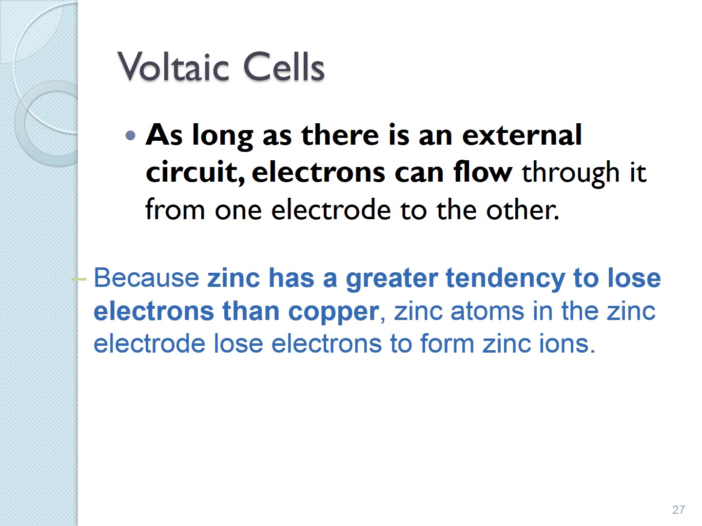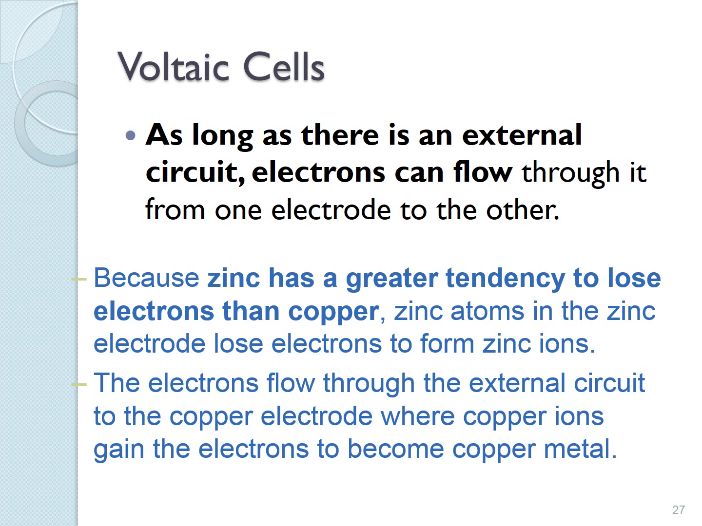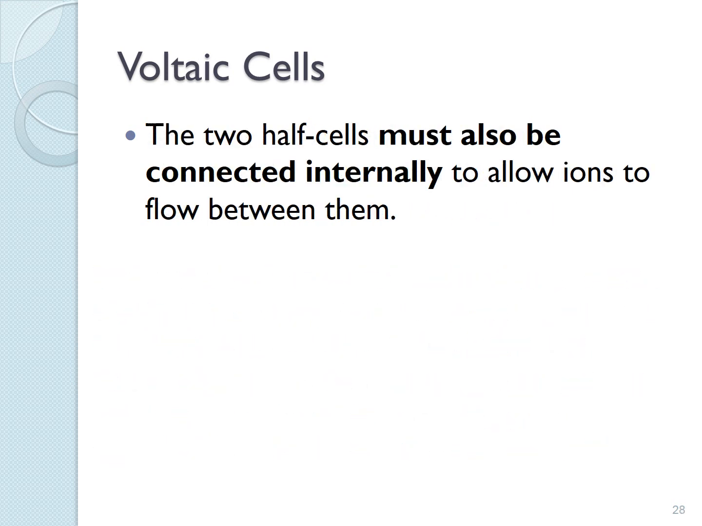And because zinc has a greater tendency to lose electrons, and this is just an inherent property, we'll talk about how we know that by measuring them, but at this point, just realize that zinc does have that greater tendency. It's not something you can know just off the top of your head. So that means the zinc atoms will lose their electrons to form zinc ions. The electrons flow through the external circuit to the copper electrode, where copper ions gain the electrons and become copper metal. All right.